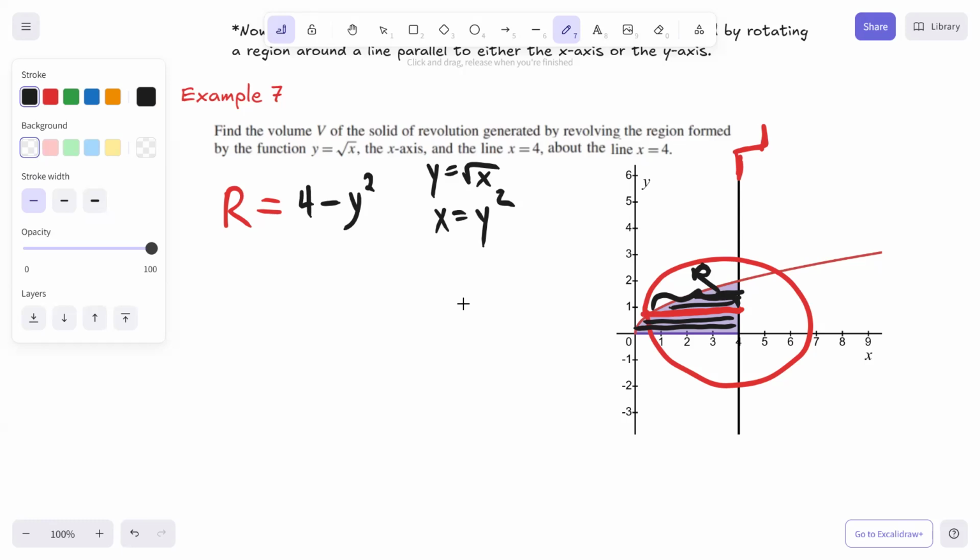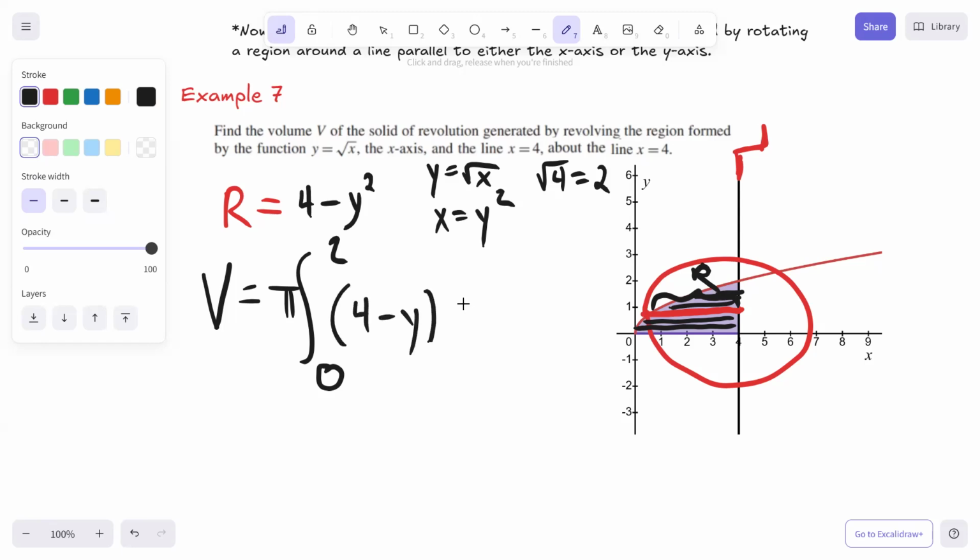Now be careful because this is just the disk method. So the volume is going to be pi times the integral from 0 to 2, because it starts at 0 and the square root of 4 is 2. So that gives us our upper boundary, and it's going to be 4 minus y squared dy. Be careful. It's 4 minus y squared, not 4 squared minus y squared. We're not doing a washer here. We're just doing a disk, but the radius of the disk is bounded by two different equations.